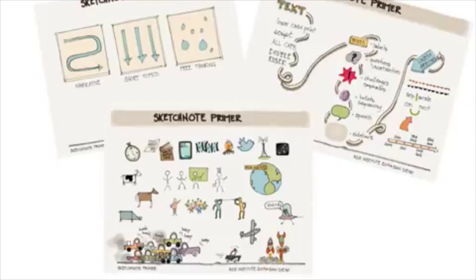So here, in brief summary, are all the elements of a sketch note. Layout, text, boxes, lines and arrows, and the sketchnote doodles.